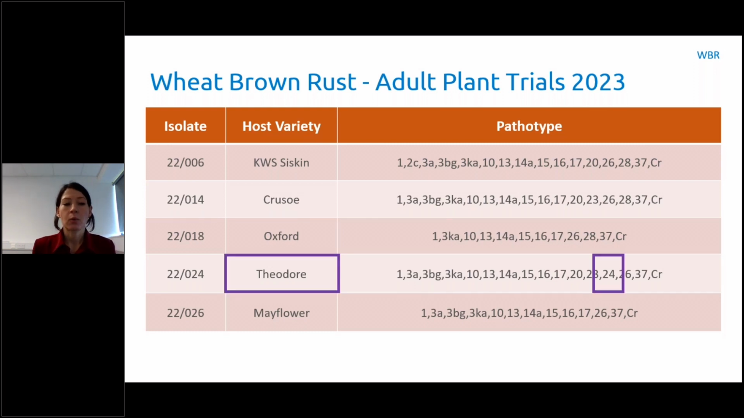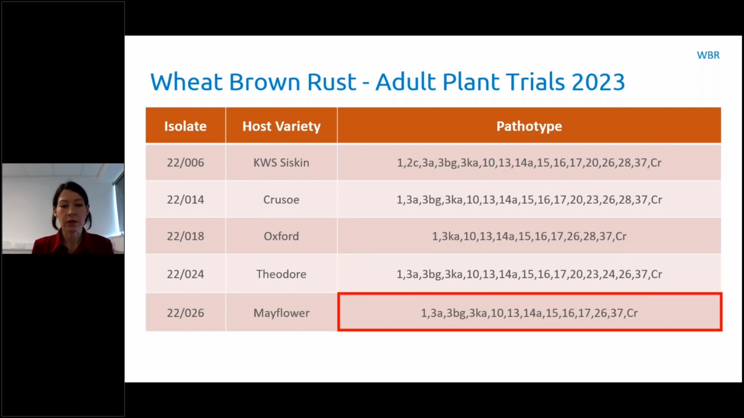And we've chosen this one, 22024 from Theodore, because it's one of those LR24 isolates. And we've chosen this one here, 22026 from Mayflower, and that was one of the most common pathotypes. So we've picked a range of isolates showing the different types we were seeing last year.